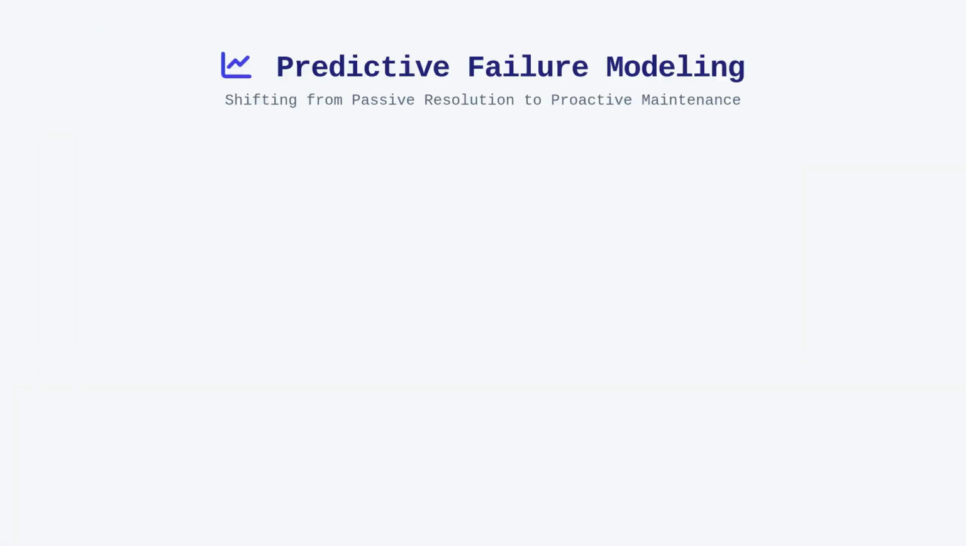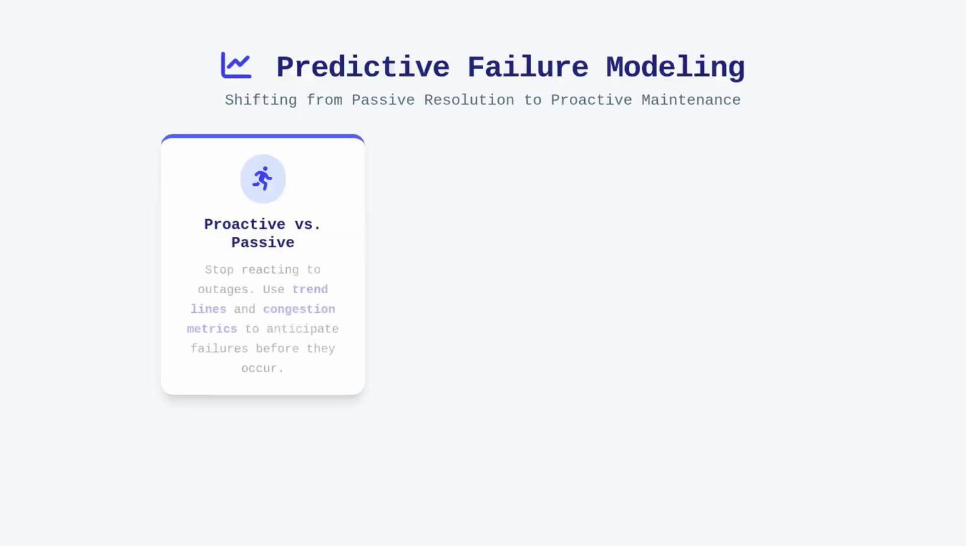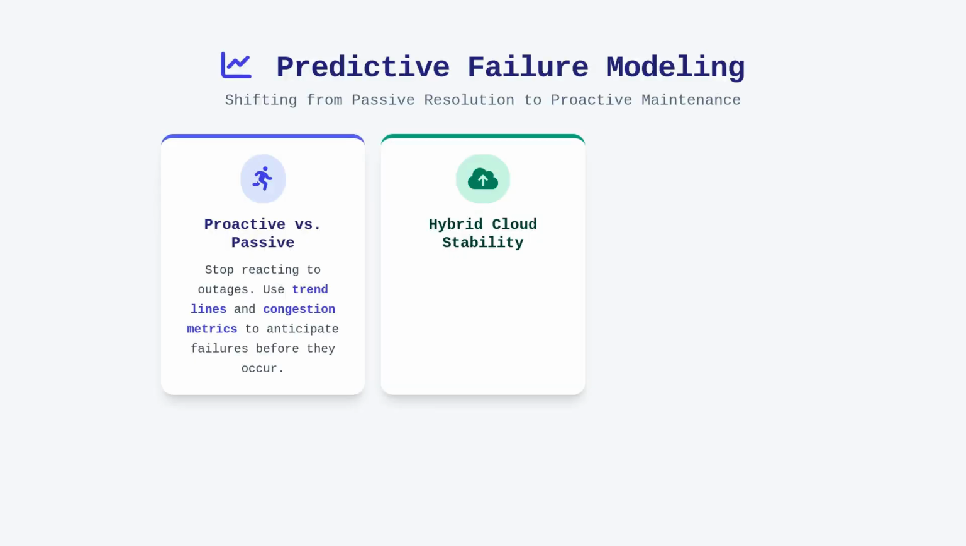Predictive failure modeling is another tool in our arsenal that allows us to move from passive resolution to proactive maintenance. Rather than waiting for a complete outage, we look at trend lines in our network congestion metrics and error rates to anticipate where the next failure might occur. This is particularly relevant when dealing with hybrid cloud integrations, where the connection between the private data center and public cloud providers might be subject to fluctuating bandwidth availability.